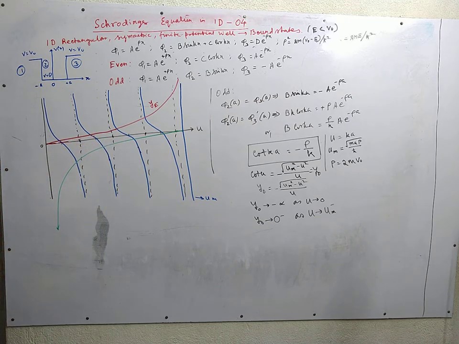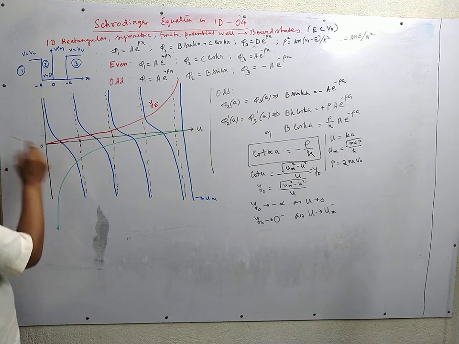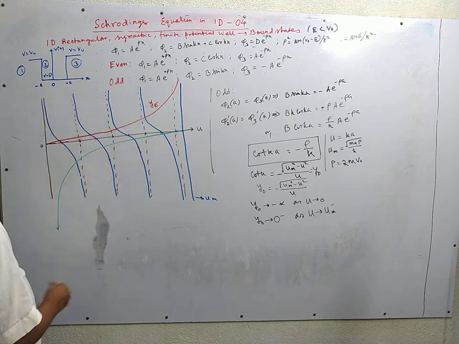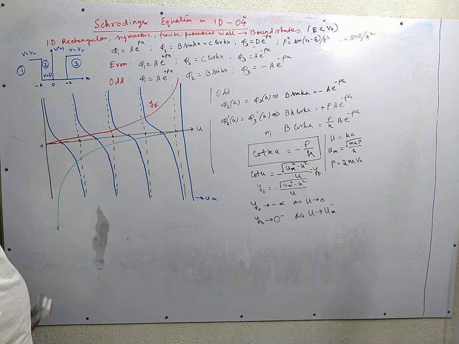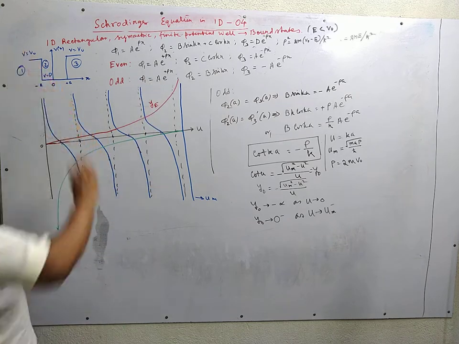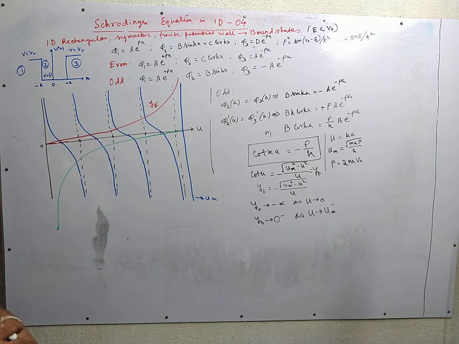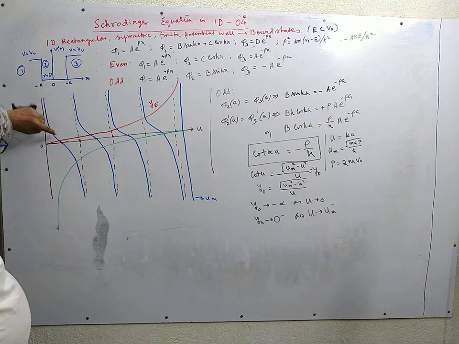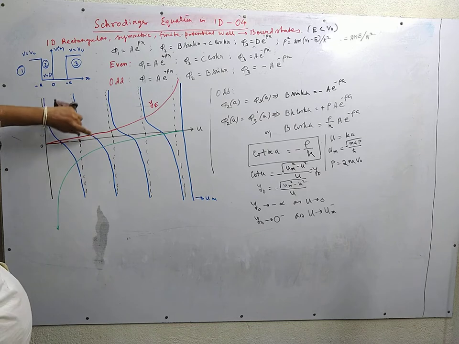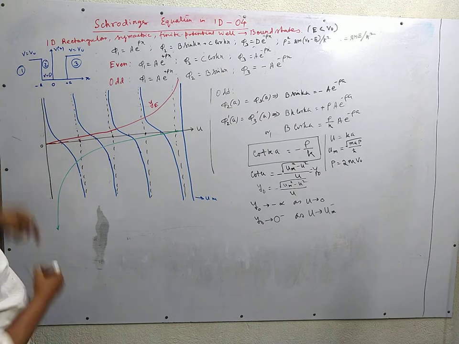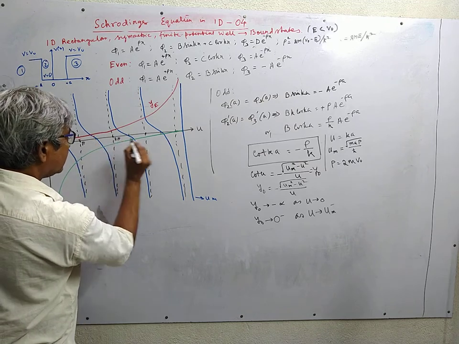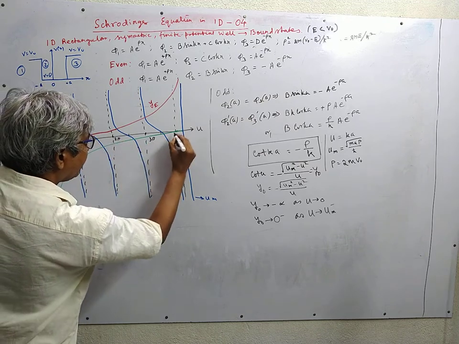You see that the chord function is positive only in the first half and is negative in the second half. Y even is always positive. So the intersection of chord function with y even takes place only in the first half of each cycle of pi. This is pi, this is 2 pi, this is 3 pi, 4 pi.